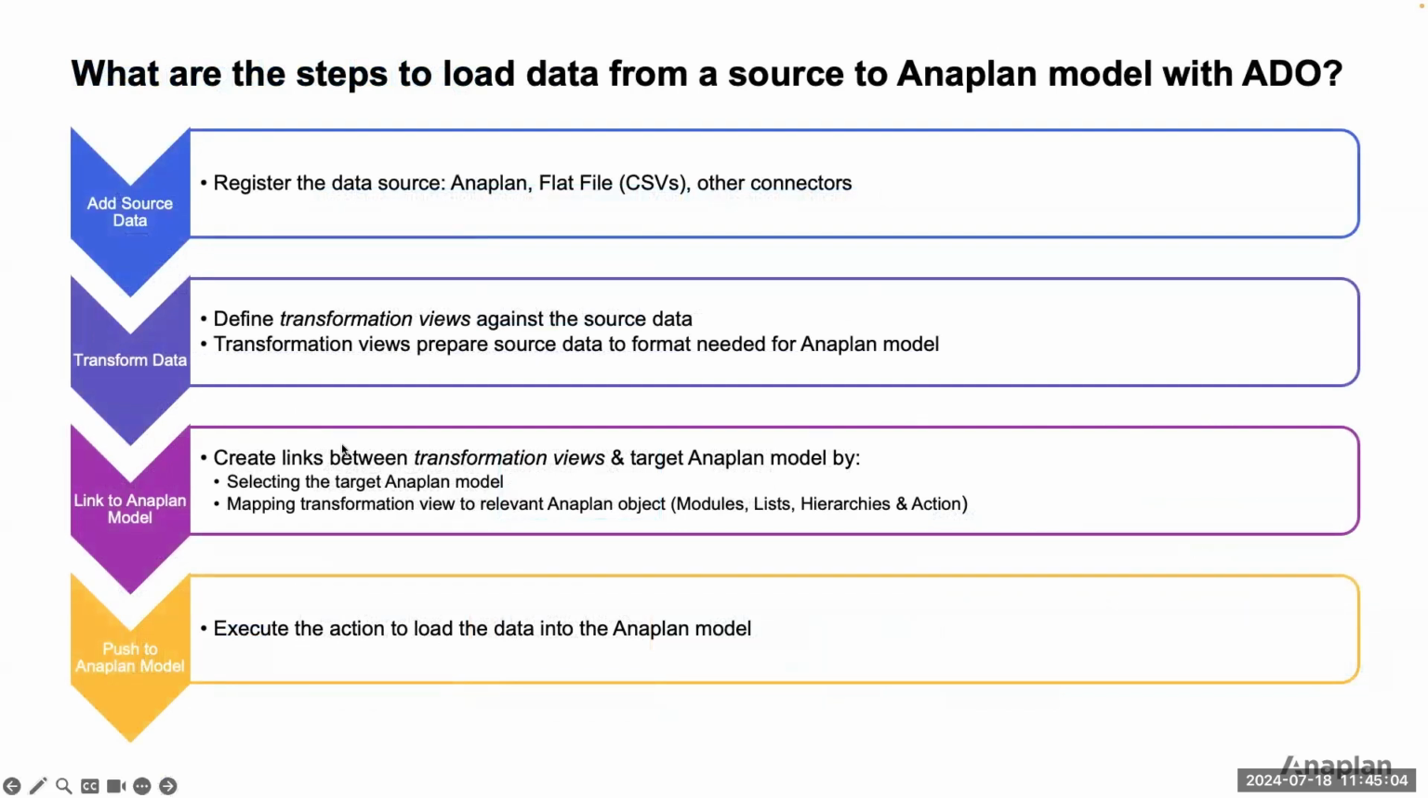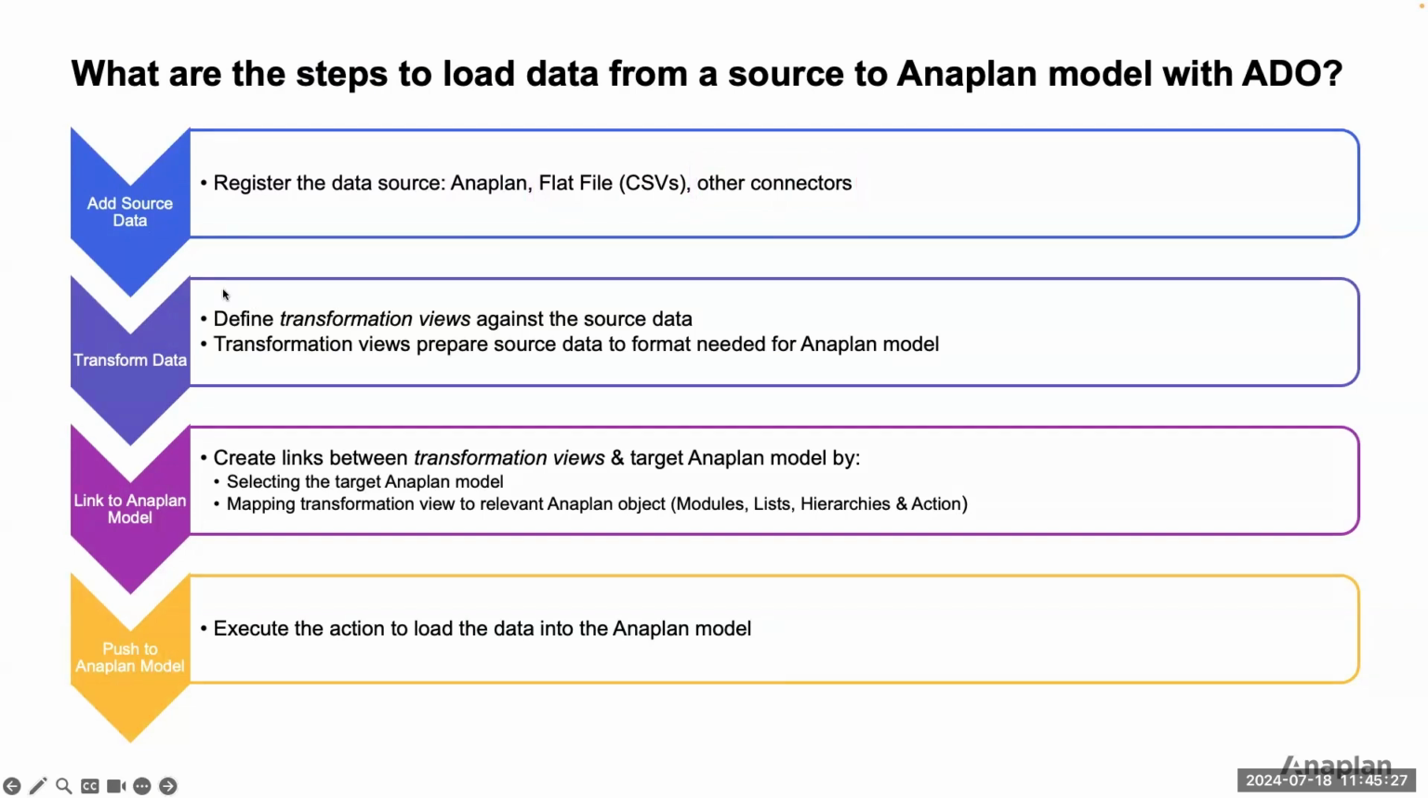Now, as I mentioned earlier, the steps are going to be very, very similar or almost identical anytime we're moving data from a source into a model. So the first step is going to be, we're going to register that data. We're going to be able to connect that data, either connect to an Anaplan model, a flat file, or using one of our connectors, connect directly to a source system.